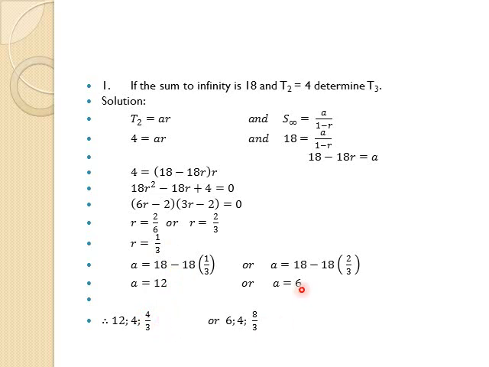The other sequence: 6 times 2 over 3, so 12 over 3 becomes 4, and the next term 8 over 3. So that's just basic simultaneous equations and testing your factorization. Practice makes perfect.